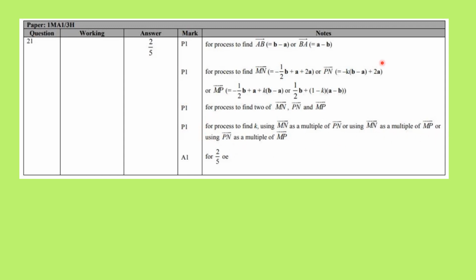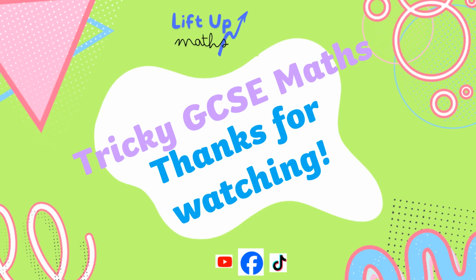But basically, if you found one, the AB one here, which was the first one, you've got 1 mark. If you found one of the others that was relevant, you've got 2 marks. Finding a second relevant one would have got you 3 marks. Process to find K that was all correct would have also gained you a 4th mark. And then the answer mark was for finding that 2/5 or an equivalent. So meaning you could have got 4/10 or you could have got 0.4. That would have worked as well.